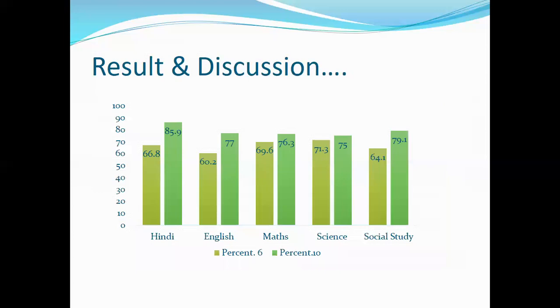The picture represents the subject-wise comparison of the 6th and 10th class marks. The students improved more in Hindi, English, and social science as compared to maths and science. However, they were good in maths and science at the time of admission in the sixth class.